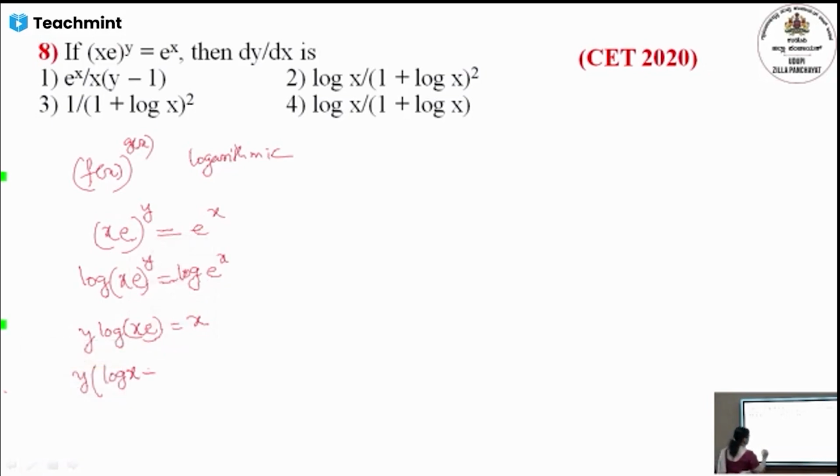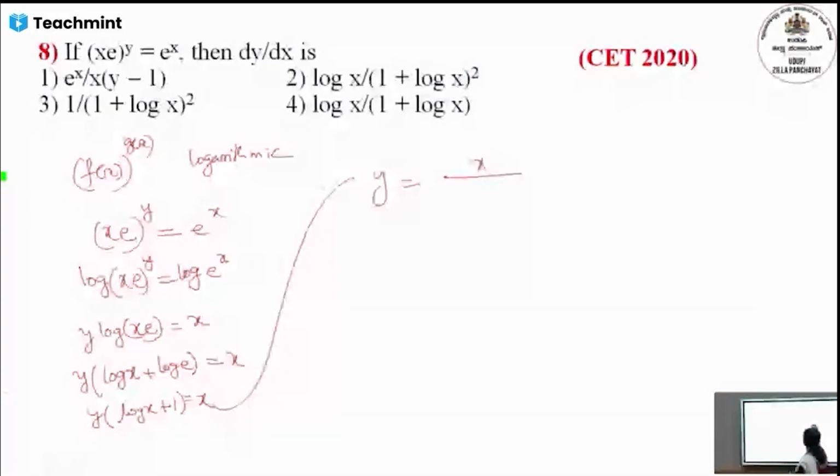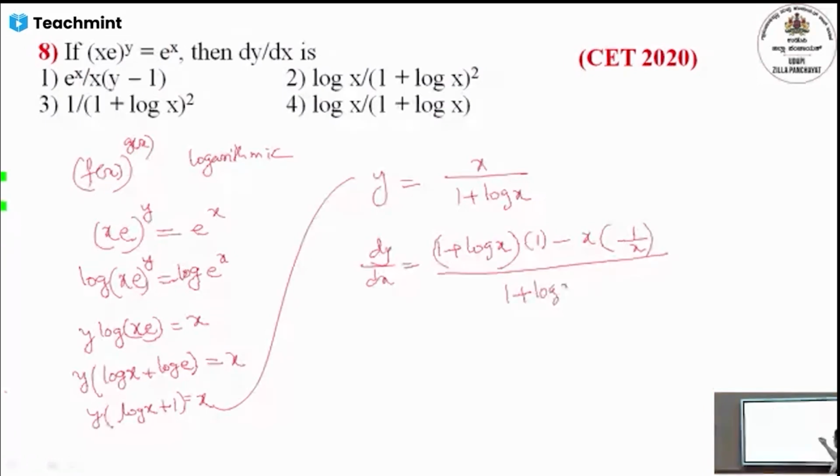Log m plus log n is equal to x. But what is the value of log e? It is 1. So what I have here is y equal to x by 1 plus log x. Let us differentiate. Again, we have to use the quotient rule: denominator into derivative of the numerator, minus numerator into derivative of the denominator, divided by square of the denominator.